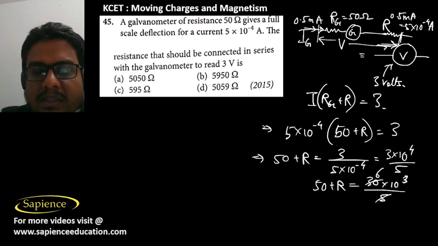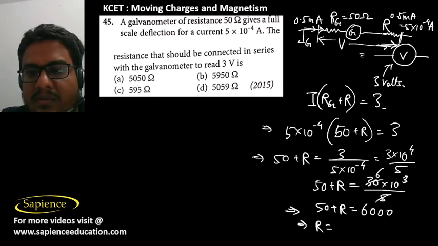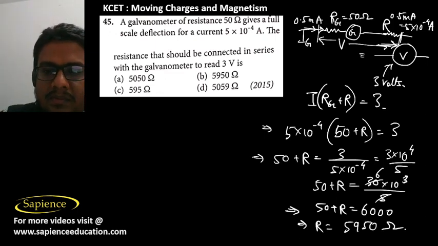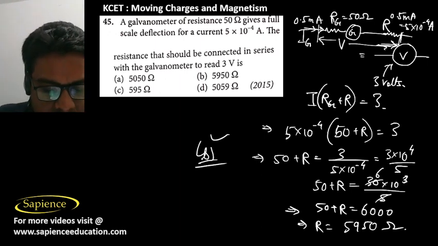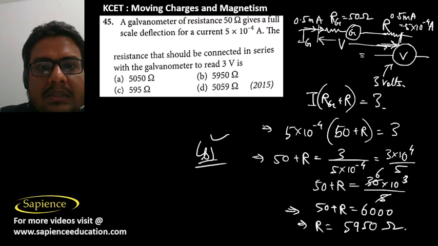So 50 plus R is 6 into 1000. So 50 plus R is equal to 6000. So R is equal to 5950 ohm. So it means that option B is the correct answer. It means that 5950 ohm should be connected in series with the galvanometer to read 3 volts.